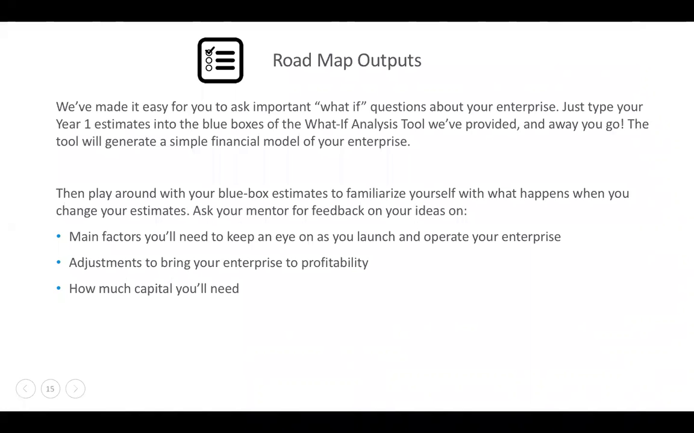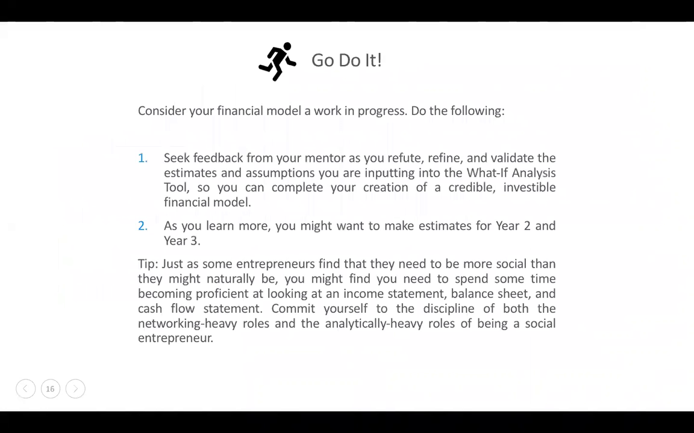Ask your mentor for feedback on ideas, such as the main factors you'll need to keep an eye on as you launch and operate your enterprise, and the adjustments to bring your enterprise to profitability, and also how much capital you'll need. And the go do it for this module is to consider your financial model a work in progress and seek feedback from your mentor as you refute, refine, and validate the estimates and assumptions you're inputting into the what-if analysis tool. And as you learn more, you might want to make estimates for year 2 and year 3.